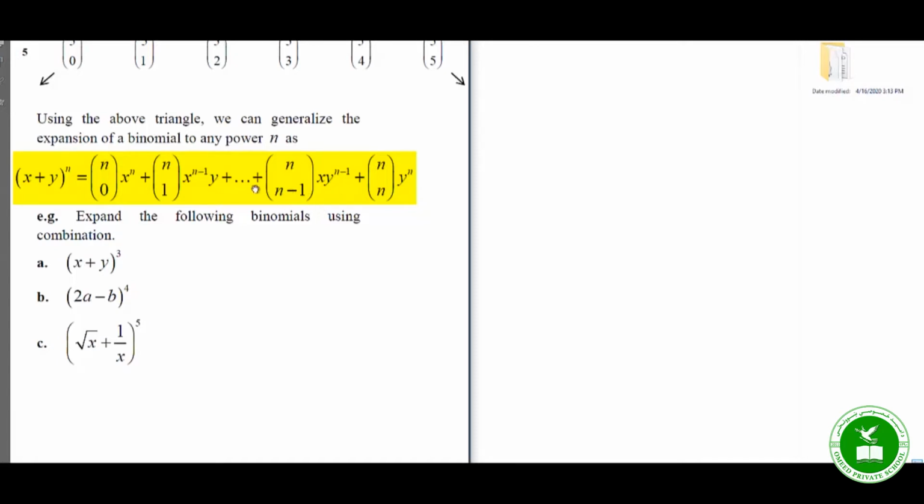We can say that the power of y is always the second component of the combination, but the power of the first term, x, is always the first component minus the second component. The coefficients can be formed using Pascal's triangle, as we explained above. For example, the question asks us to expand (x + y) to the power of 3 completely using Pascal's triangle. Let's solve this one.